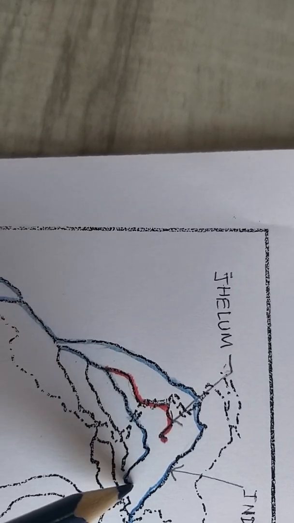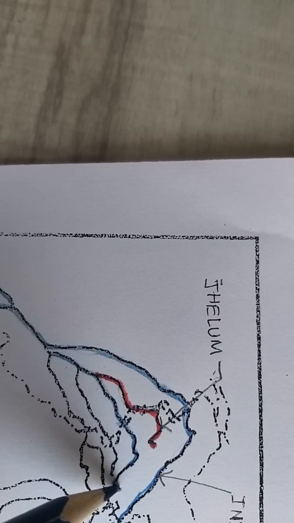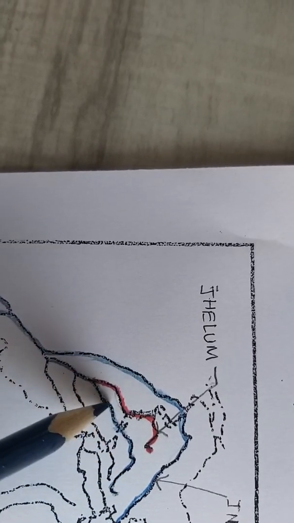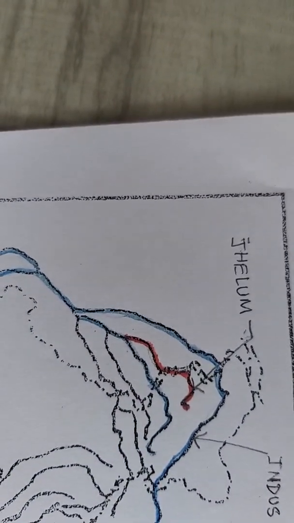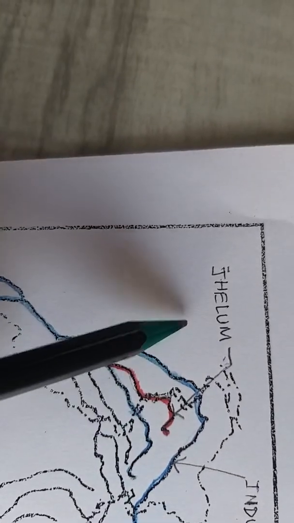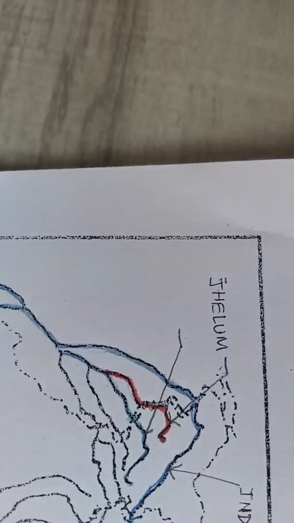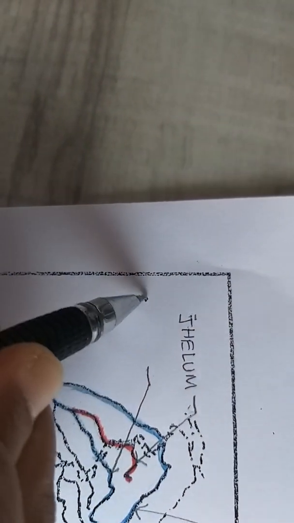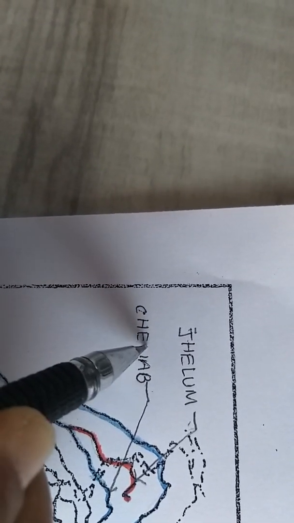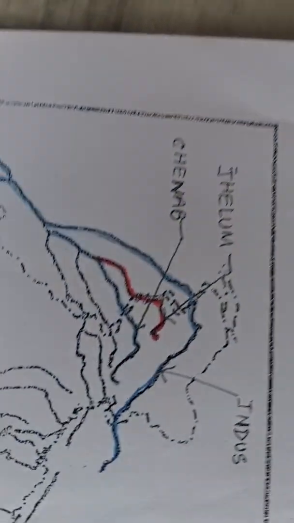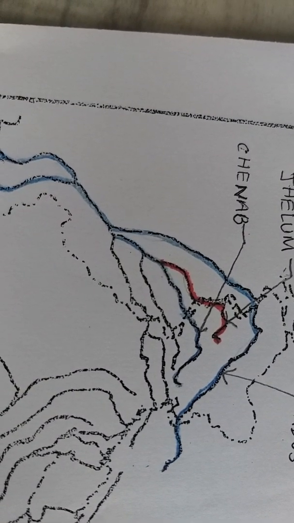So I'll repeat, it starts from this place. You have to mark the entire course of the river in India and Pakistan. So from here it will move down and come and connect the river Satluj. So this is the river Chenab. Now let's label it. Chenab. So Chenab river goes and connects the river Satluj.